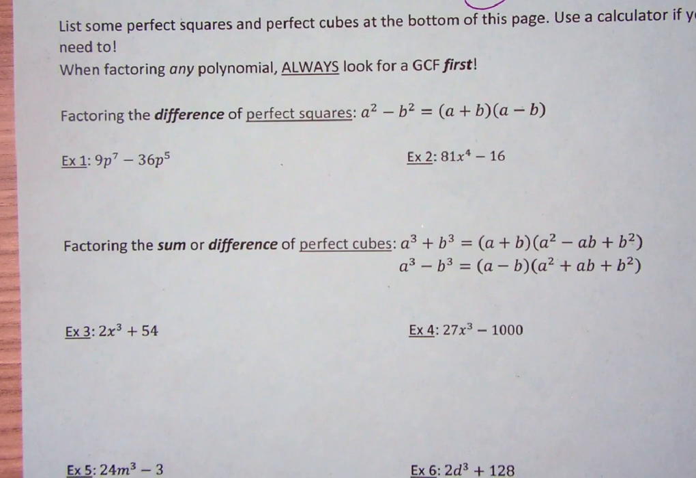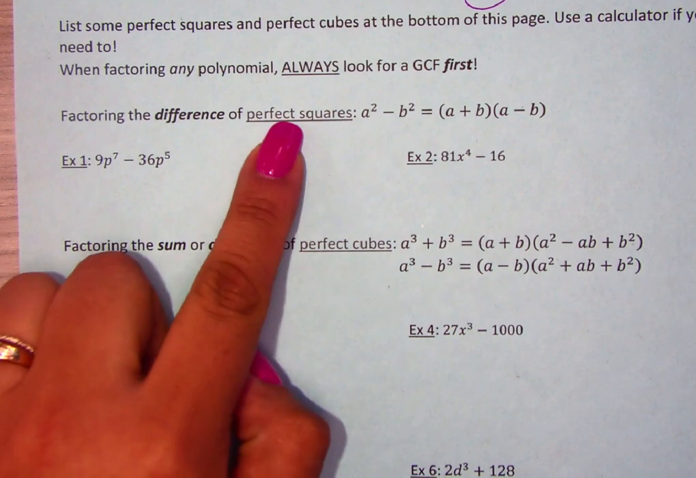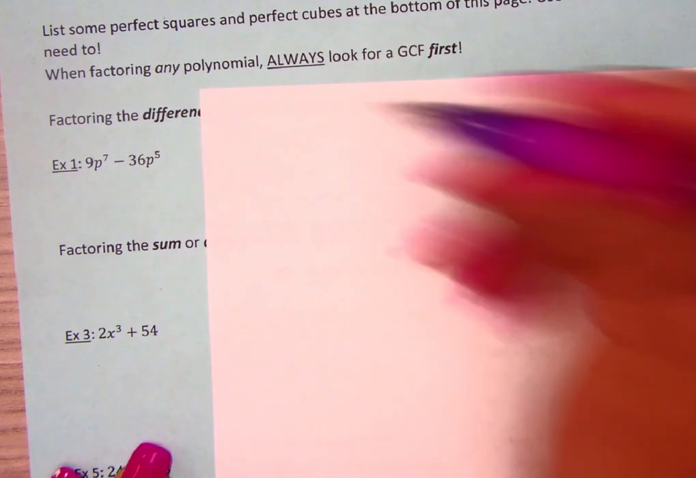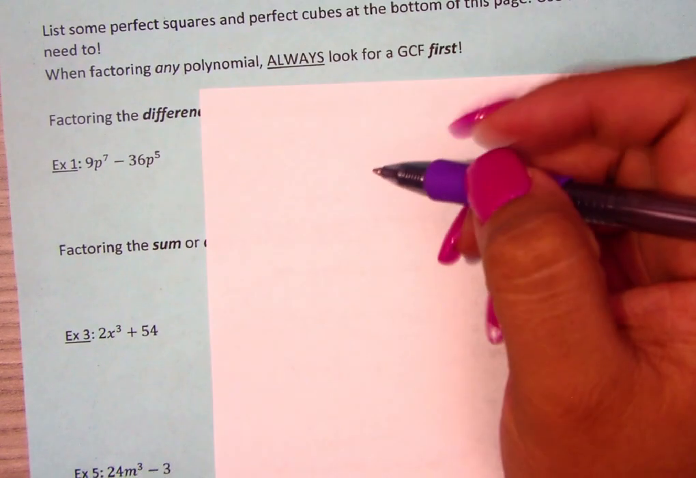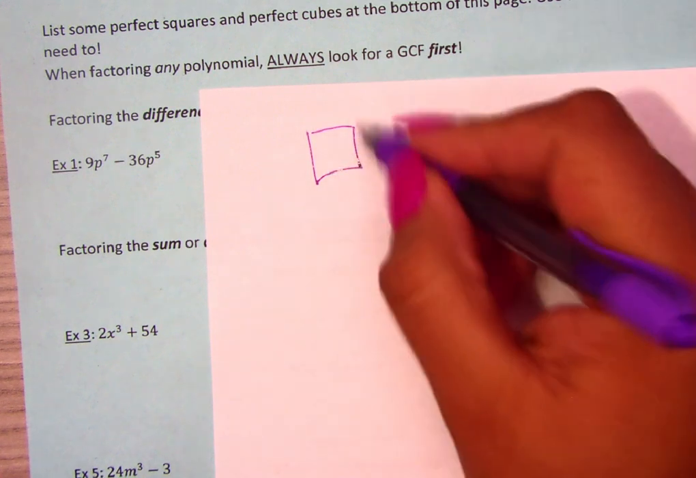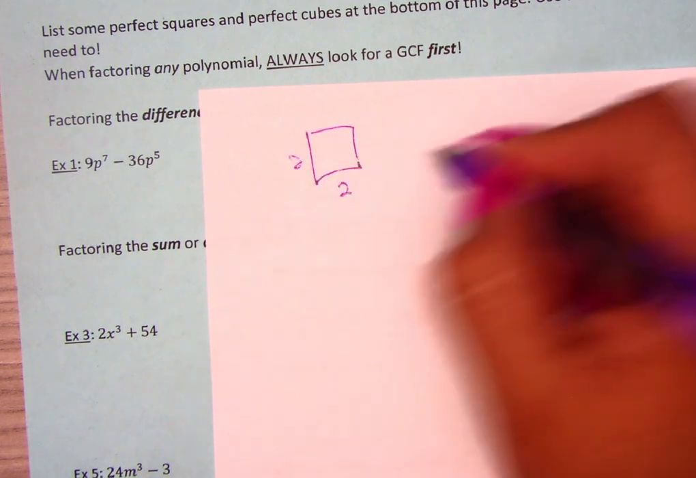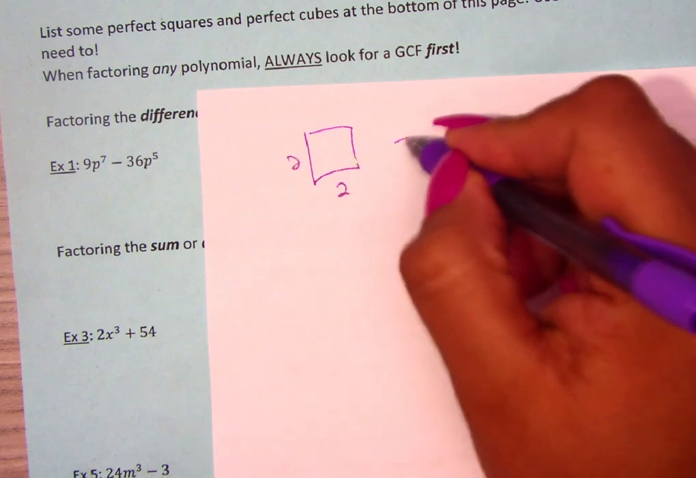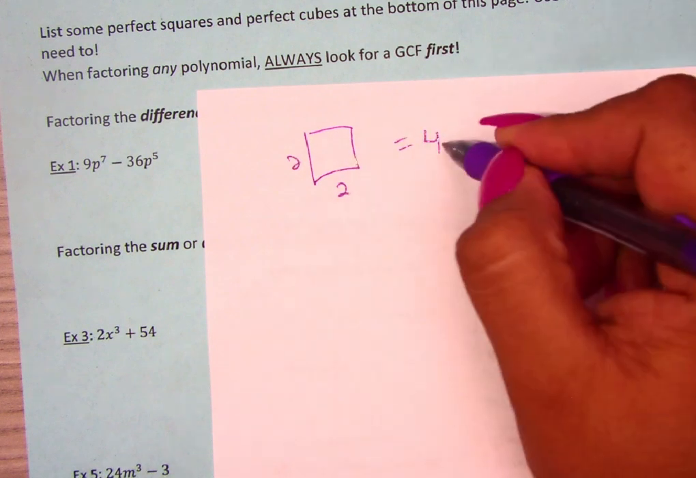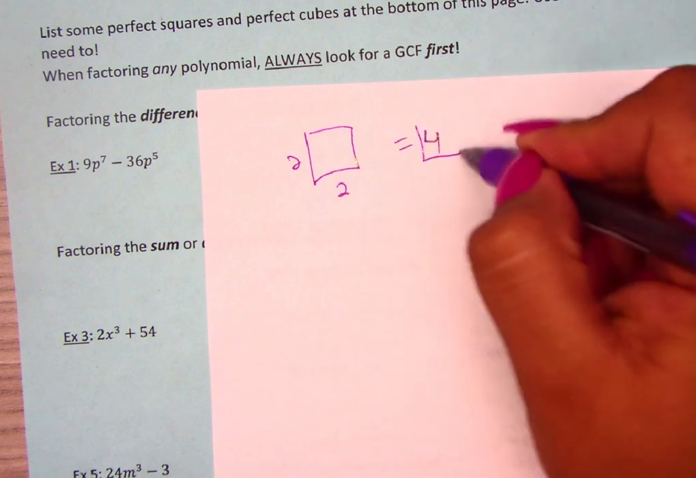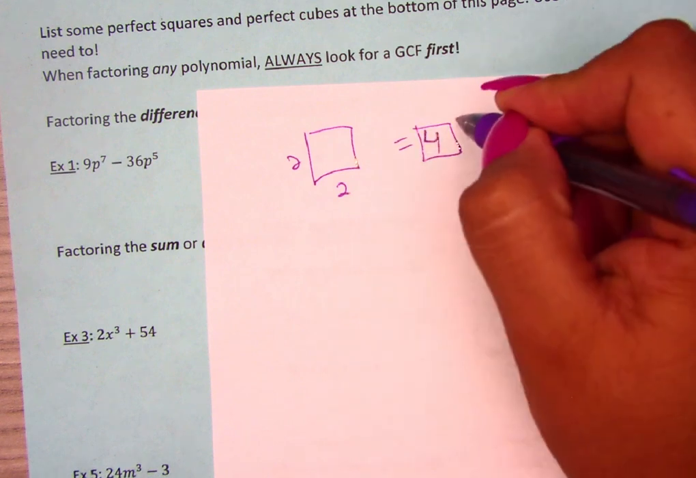All right, so for the difference of perfect squares, first of all, you need to know what a perfect square is. If you recall from earlier mathematical levels, squares have the same side: 2 and 2, 3 and 3, 4 and 4. They create an area by multiplying, so 4 will be the area. That creates a perfect square. 4 is considered a number that is a perfect square.